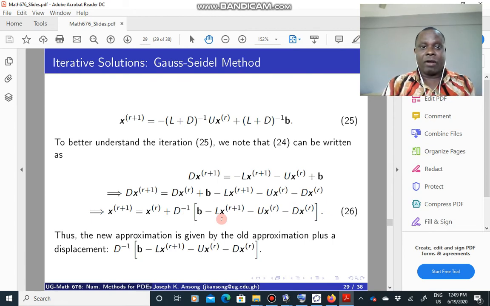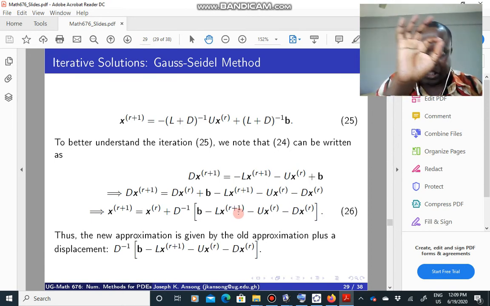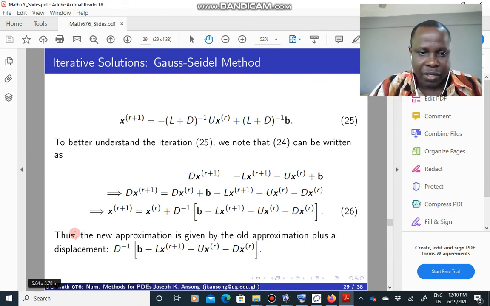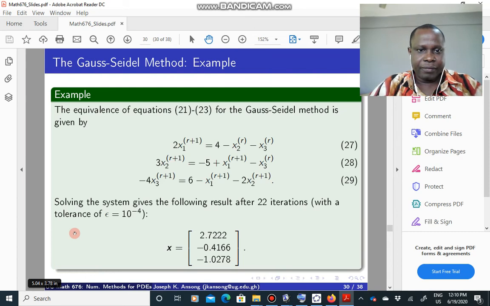Okay, note that even though this is x at r plus 1, for your initial equation you don't have a lower triangular element. So for the initial equation, this actually goes to 0. You don't have that. So all you have is this, and then in the subsequent ones this appears, right? Okay, so this gives more information about how the system evolves than the previous one. So that is how the Gauss-Seidel thing evolves.